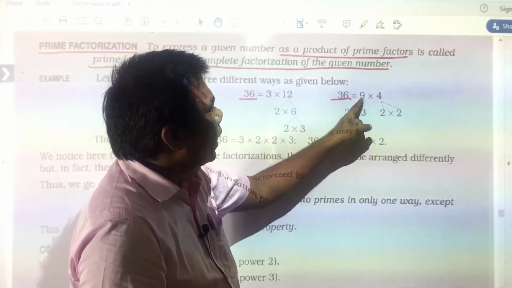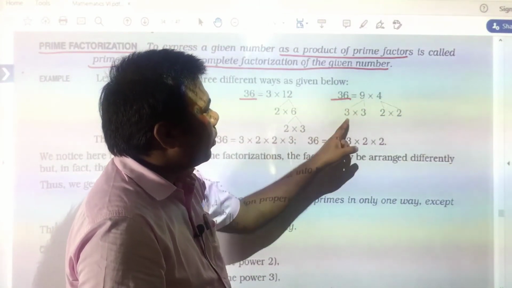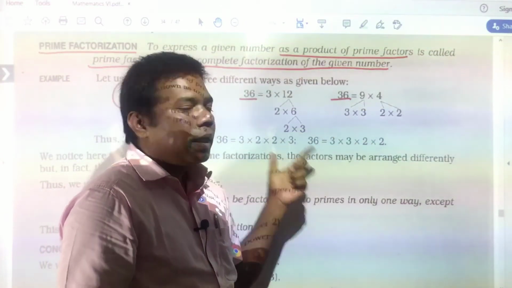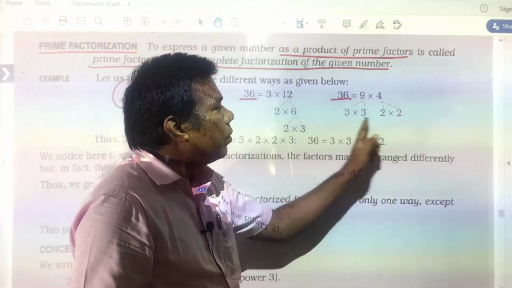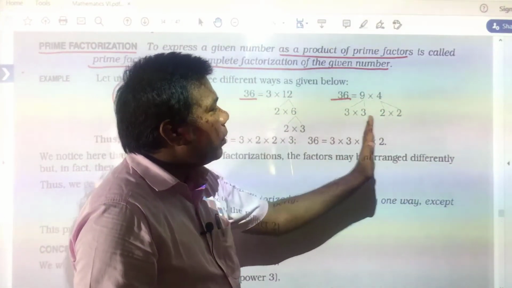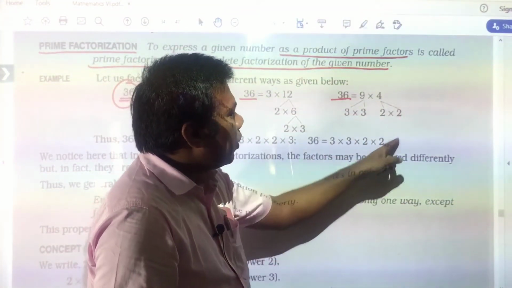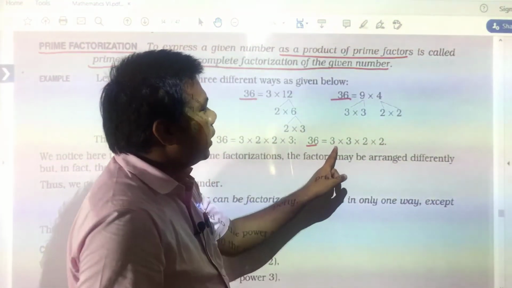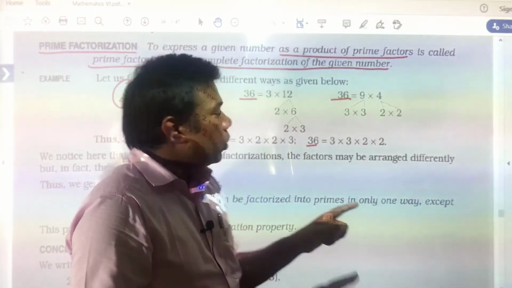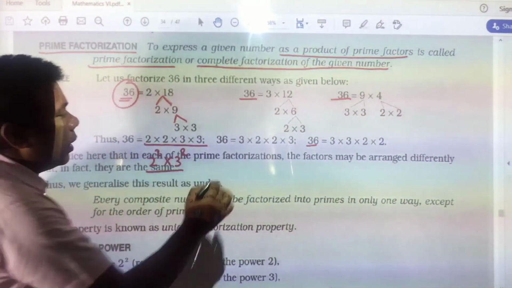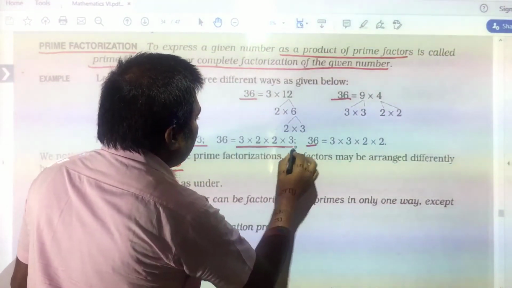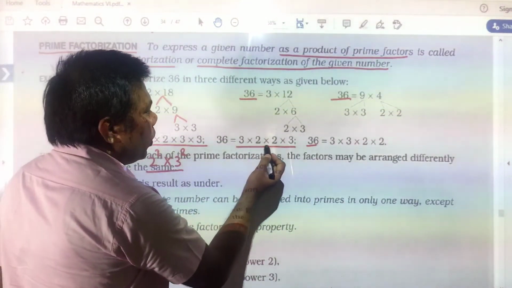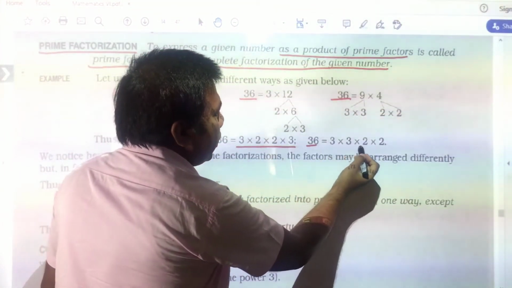So we get 9 fours are 36, and 9 can further be divided: 3 into 3, and 2 into 2. Lastly, the product we get must be prime numbers. Whatever prime numbers you are getting at last, that will be your prime factorization. You have factorized 36 as 3 into 3 into 2 into 2. So in all three conditions, 36 was expressed as 2 into 2 into 3 into 3, here 3 into 2 into 2 into 3, here 3 into 3 into 2 into 2.